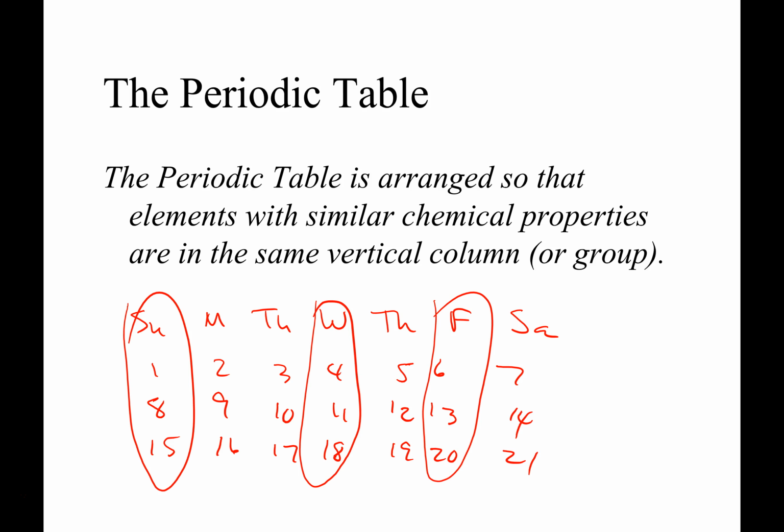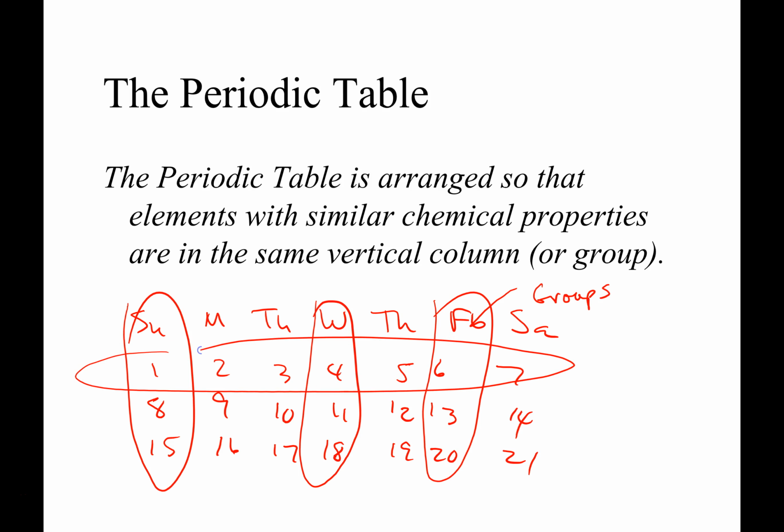So as it turns out, this that I have circled, we call those groups. So groups would be like the day of the week, and the weeks themselves are called periods. That's how that works. Not to say there's no relationship between the same days of the same week, but there's less of a relationship like that than there is the up and down in the groups.